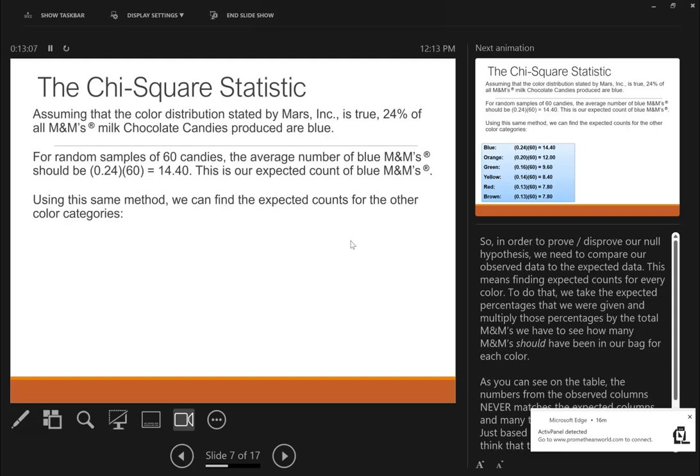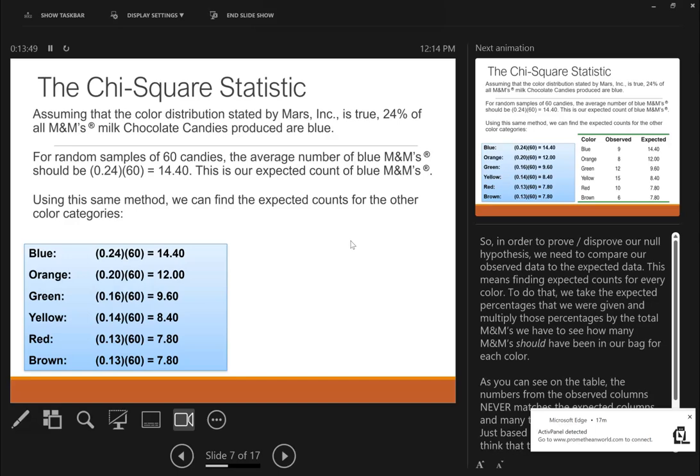So 0.24 times 60 gives us, we'd expect 14.4 blue M&Ms, right? Is it okay that it's a decimal? Yeah, expected counts can certainly be decimals. Obviously, you can't get 14.4 blue M&Ms, but that's not saying that's what we measured. That's saying what we'd expect. Expectation can certainly be decimals, even if it doesn't make sense in context, right? It's like saying the average American family has 1.5 children, right? We're not talking about everybody, we're just talking about on average. Next question.